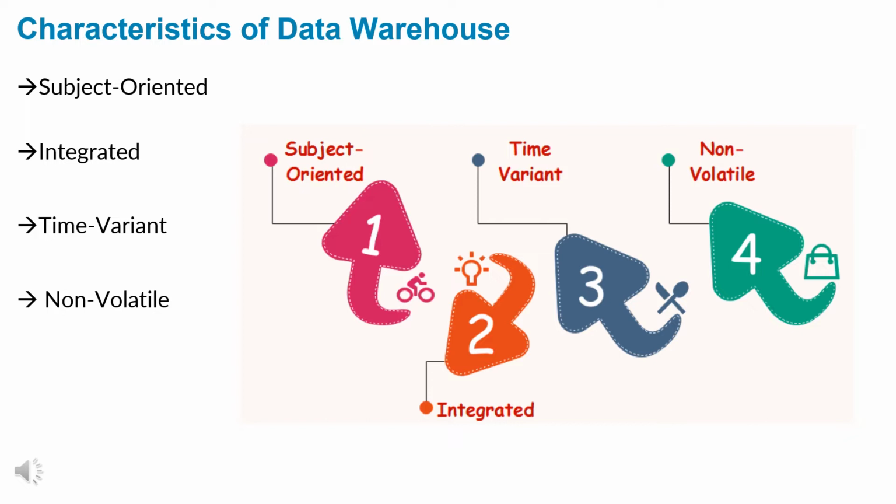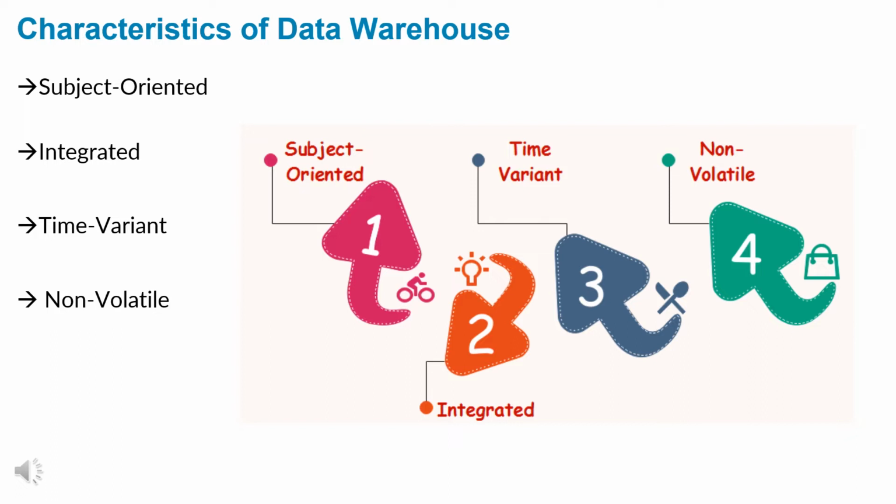Next is integrated. A data warehouse is usually constructed by integrating multiple heterogeneous sources, such as relational databases, flat files, and online transaction records. Data cleaning and data integration techniques are applied to ensure consistency in naming convention, encoding structure, attribute measures, and so on.